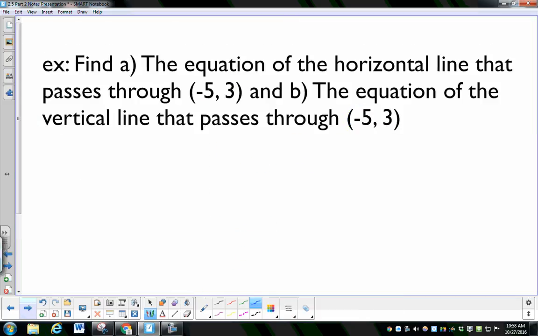I want you to find the equation of the horizontal line that passes through -5, 3, and then the vertical line that passes through the same point. And once you finish that, you are done with these notes. Come to class with any questions you have. We'll do lots of practice.